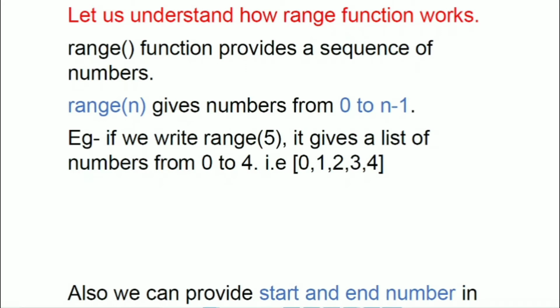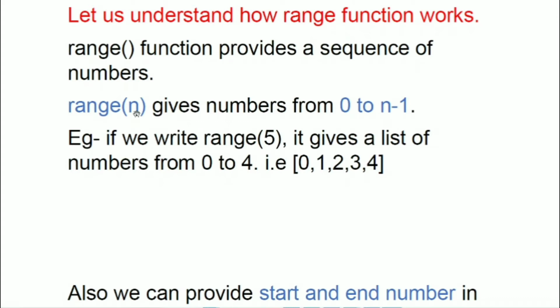Range function basically provides a sequence of numbers. So if we write range of n, it gives numbers from 0 to n minus 1. For example, if we write range in parentheses and mention 5, it will give us a list of numbers from 0 to 4, that is 0, 1, 2, 3, 4. Now you have to notice that if we have mentioned only one number inside the range function, then the lower limit is by default considered as 0 and the upper limit is considered as n, or any number that we have mentioned.